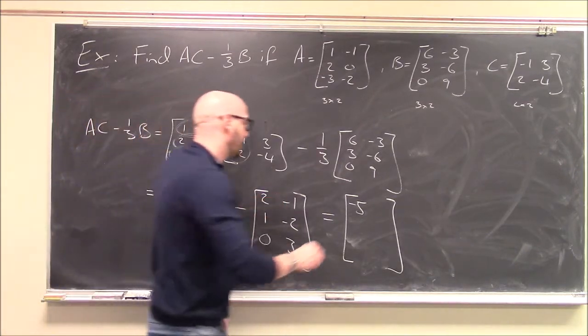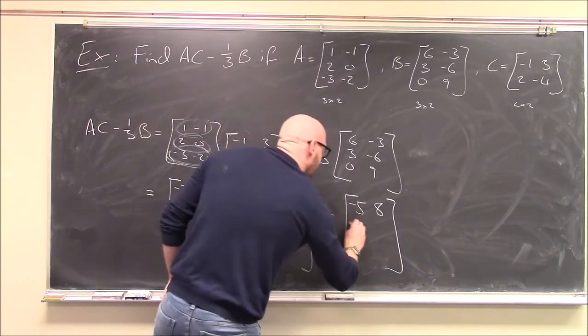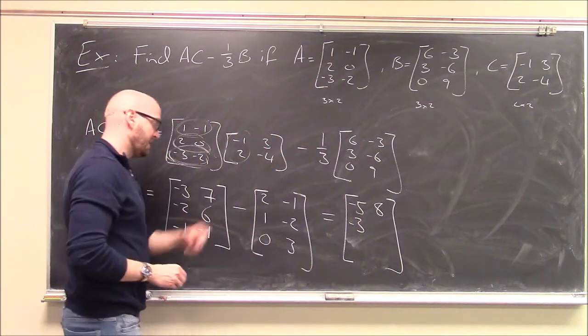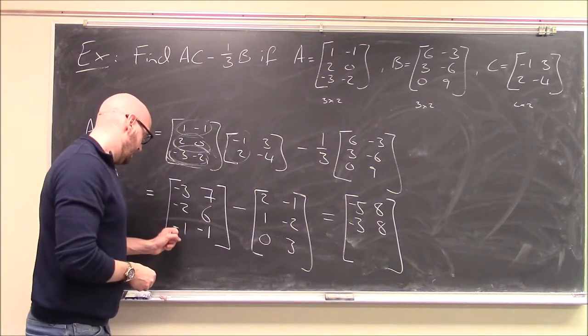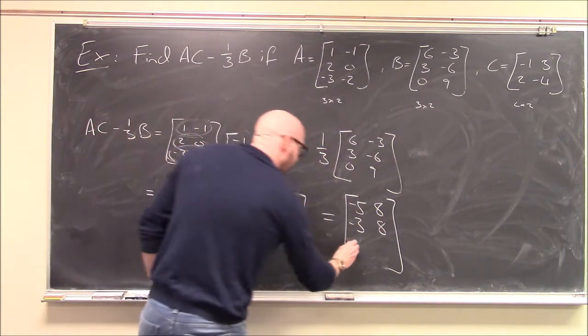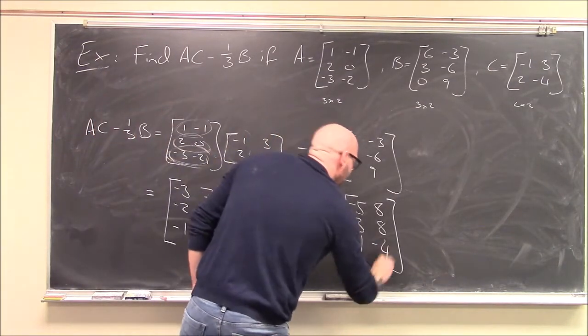7 minus minus 1, 7 plus 1 is 8. We've got minus 2 minus 1 is minus 3. 6 minus minus 2, 6 plus 2 is 8. Minus 1 minus 0 is minus 1. And minus 1 minus 3 is minus 4.